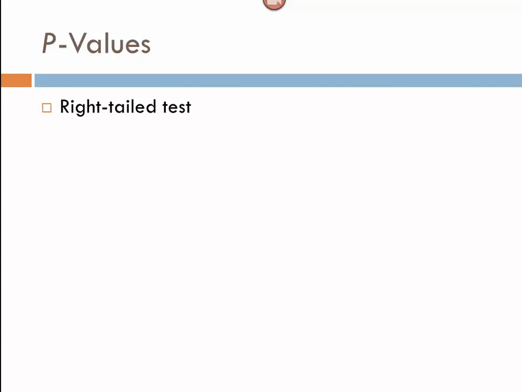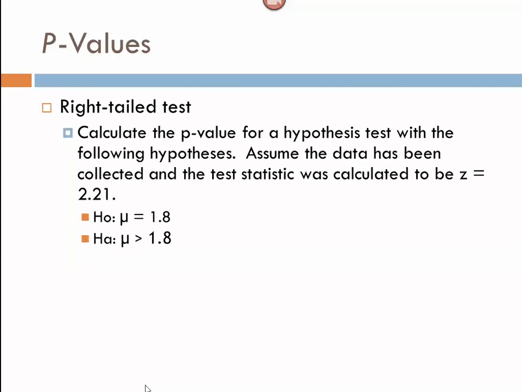In a right-tailed test, here's our hypotheses and our z-value that we got from our test statistic, which is our sample from the population. That value turned into a z-value of 2.21. So 2.21 is on the right, and because we're also doing a right-tailed test, the p-value will be the area to the right of 2.21. Using your calculators, see if you can calculate the p-value for this problem.